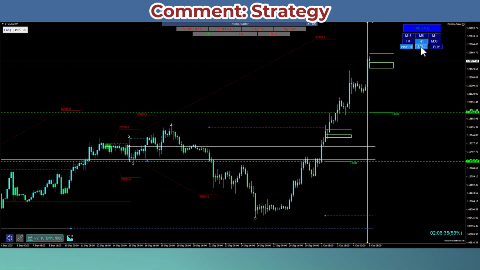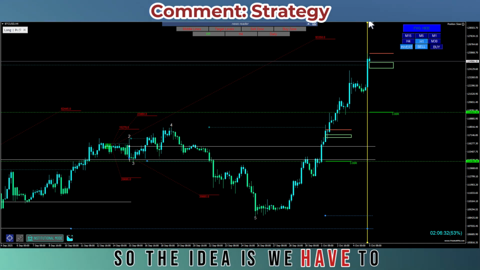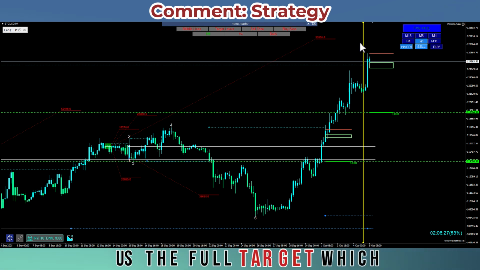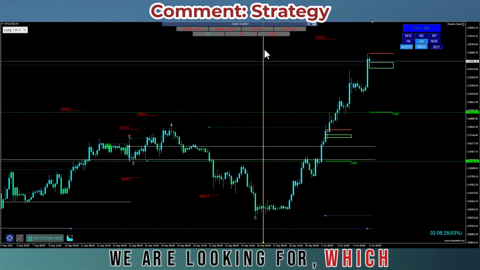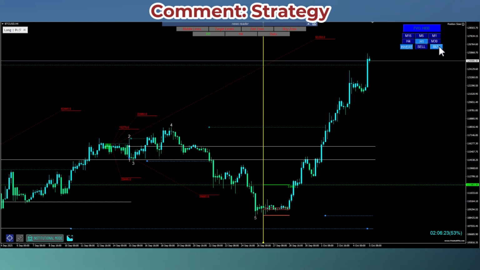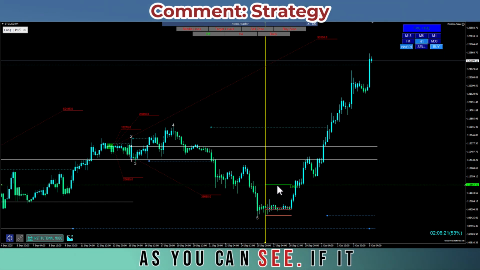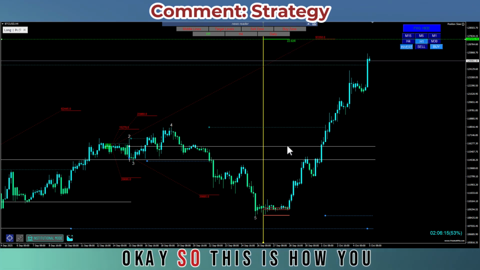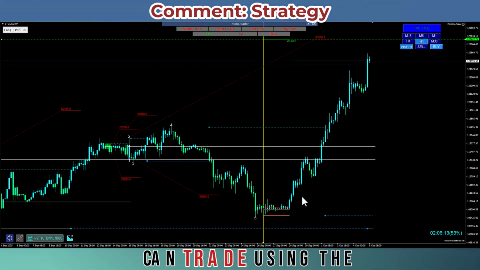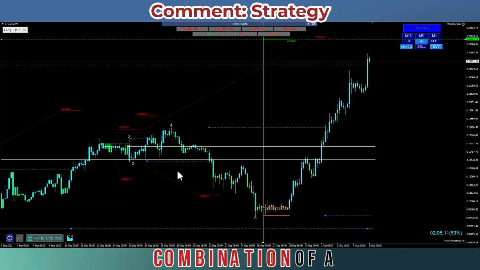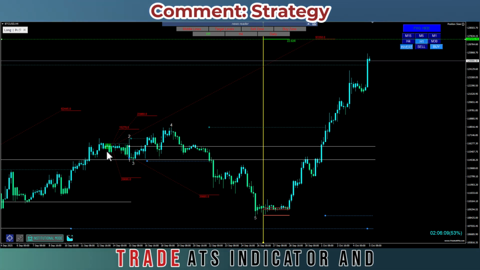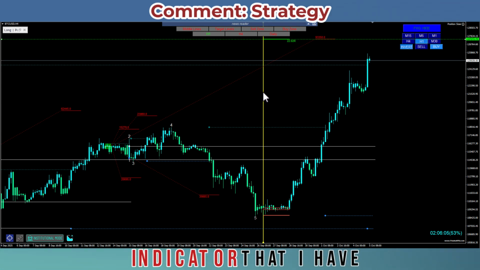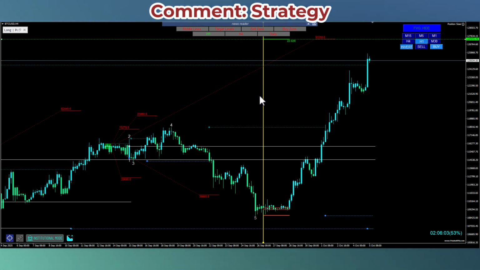Okay, so the idea is we have to wait until this is reached, and it will give us the full target which we are looking for, which is here. As you can see, if it reaches this target, we will have a 22R trade. Okay, so this is how you can trade using the combination of the TradeATS indicator and the fair value gap indicator that I have developed.